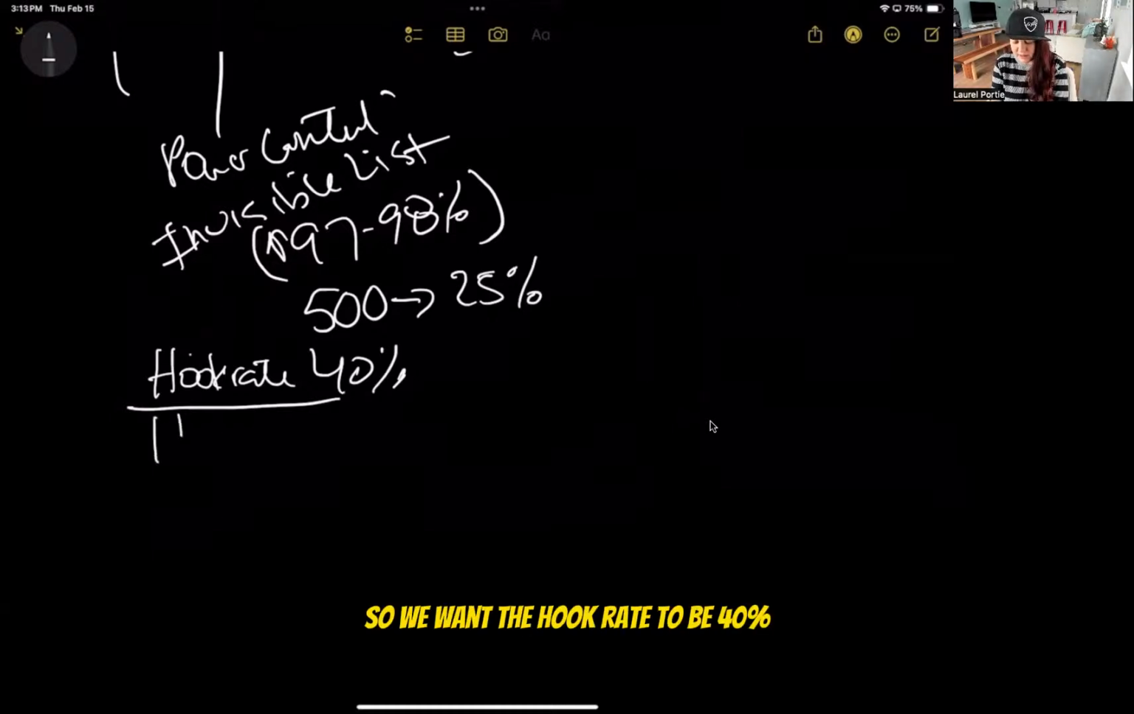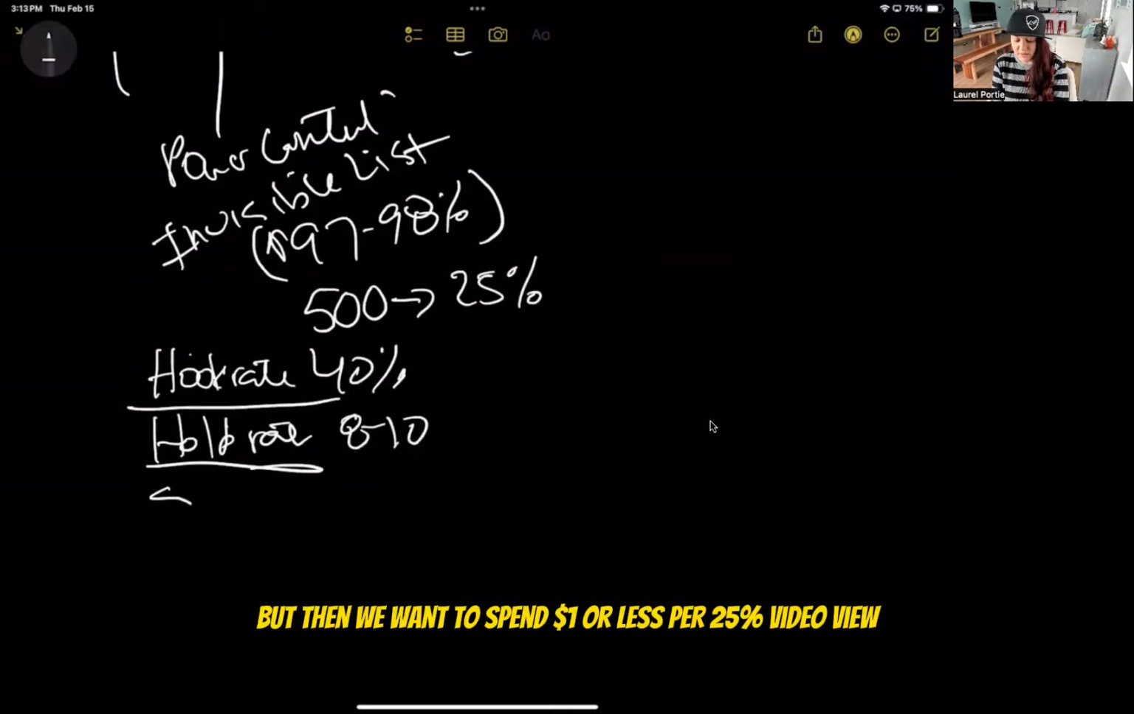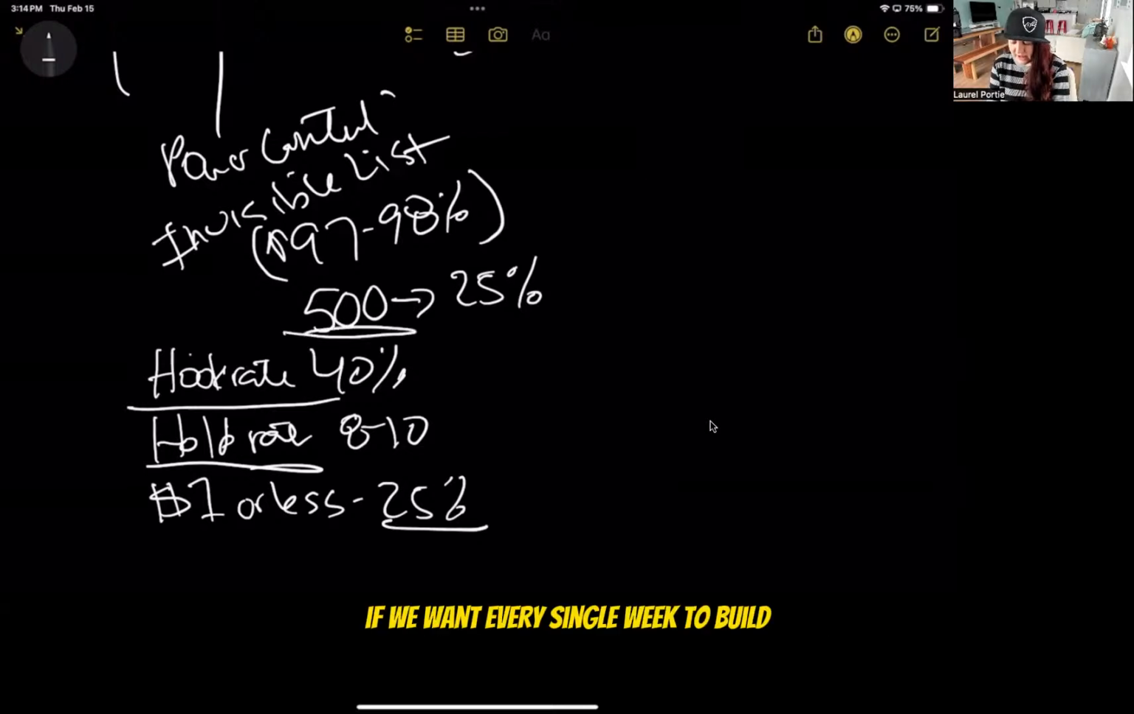So we want the hook rate to be 40%, the hold rate to be 8 to 10%. This is the people who are watching at least 15 seconds of the video. But then we want to spend $1 or less per 25% video view. Here's where I need you to pay close attention, okay? If we want every single week to build an audience of 500 people watching 25%, if you're paying $1, that means you're only adding 5 people a day times 7.